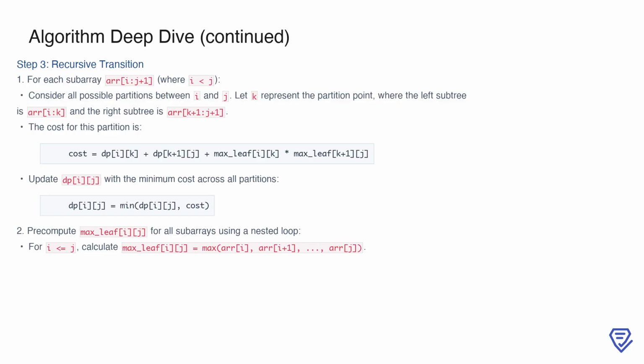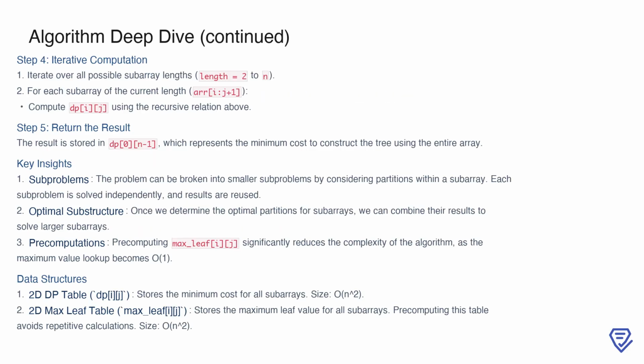Additionally, we pre-compute the max_leaf values for all subarrays using a nested loop. For a subarray from index i to j, the maximum leaf value is simply the largest element in arr[i:j+1]. This pre-computation step ensures that we can look up the maximum value in constant time during the main computation. The next step is iterative computation.